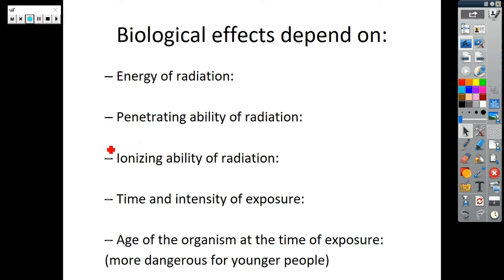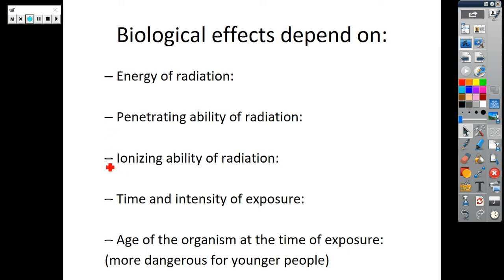Penetrating ability of the radiation. How well does the radiation go through solid objects? How well does the radiation go through the body? So, if it can only affect the surface and is stopped by the skin, then that may not be as dangerous as, say, some radiation that can penetrate deeper.